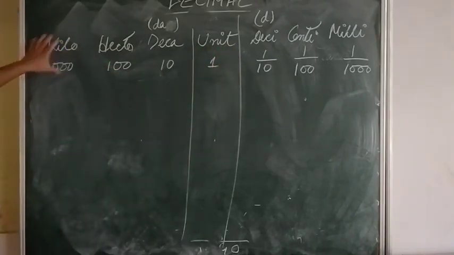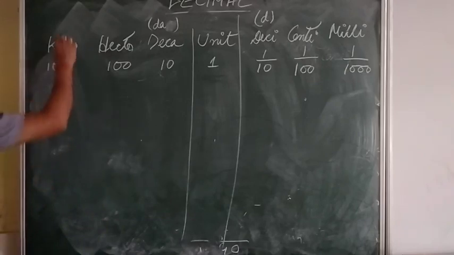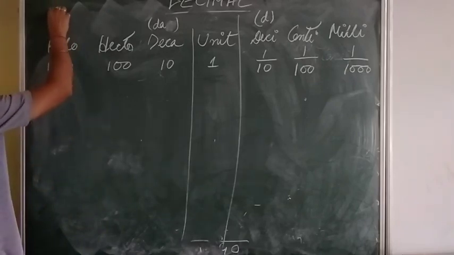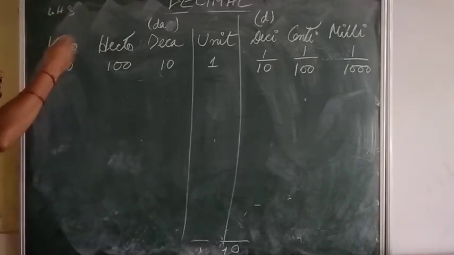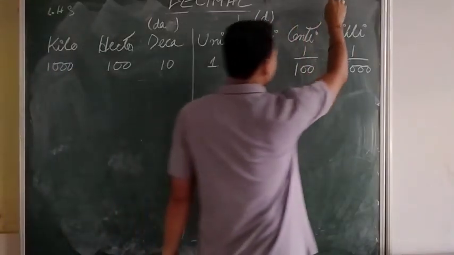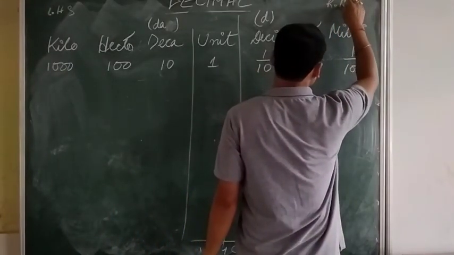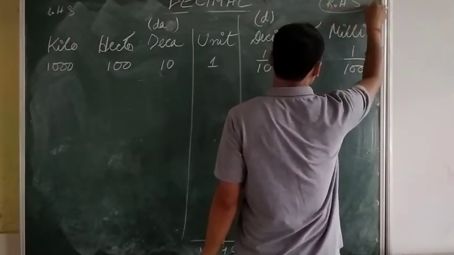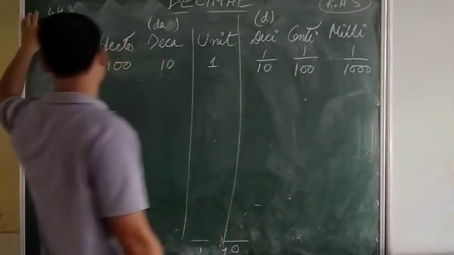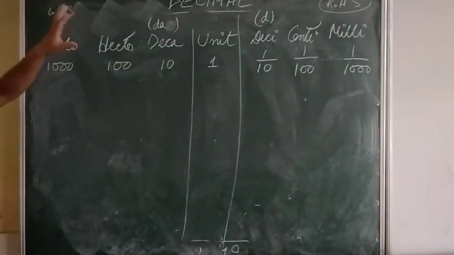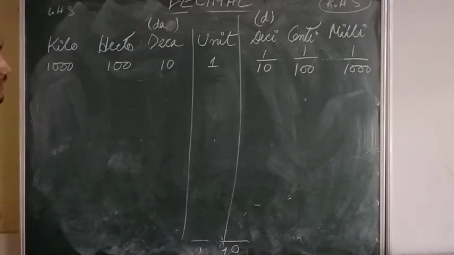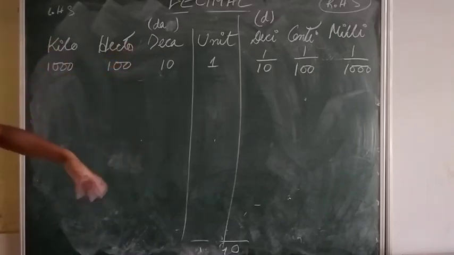See this, kilo to milli. If we are moving from left hand side, this is left hand side and this is right hand side. We are going to learn more about this. LHS means your left hand side. We are using these two terms in our linear equation in my next video. See, kilo is the biggest of all.